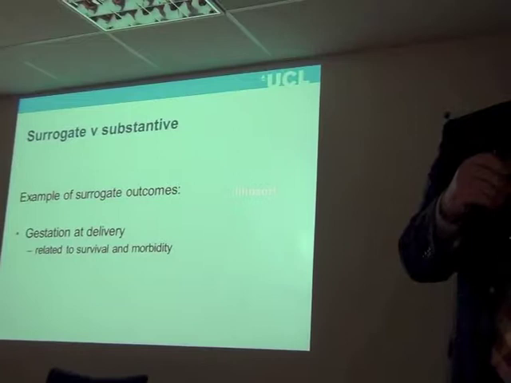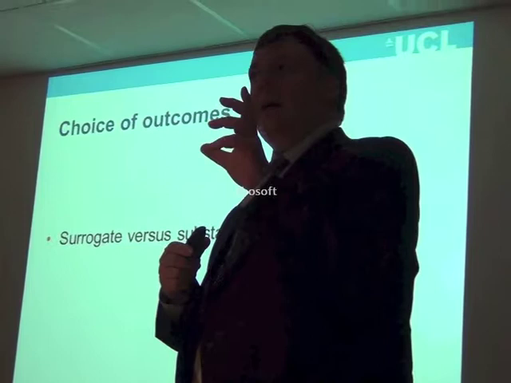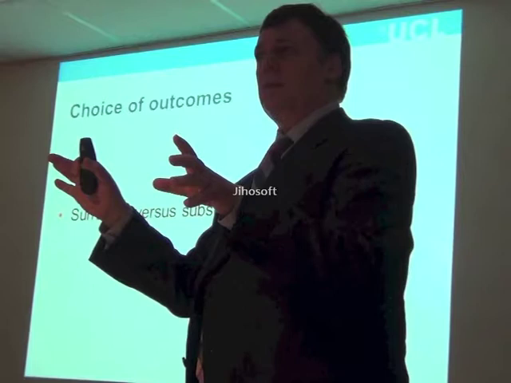Have you come across the term surrogate versus substantive outcomes? It's quite an important issue, this. A surrogate is something that you can measure instead of what you really want to measure. And you do that because often the surrogate either occurs before the thing you're really interested in, or is easier to measure, or happens in more people. So it makes your trial smaller.